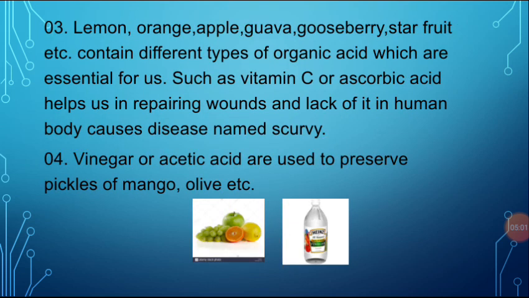Number 3. Lemon, orange, apple, guava, gooseberry, star fruit, etc. contain different types of organic acid which are essential for us, such as vitamin C or ascorbic acid, which helps us in repairing wounds, and lack of it in the human body causes a disease named scurvy. Number 4. Vinegar or acetic acid is used to preserve pickles of mango, olive, etc.